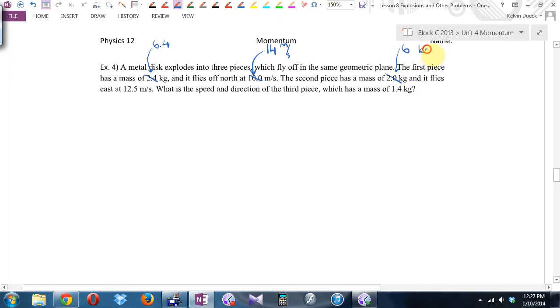Six kilograms. 16.5 meters per second. And you know what? Let's make this fairly small. How about 2.1 kilograms? That should shoot it off pretty fast, I think. Because if the other big masses went in one direction.